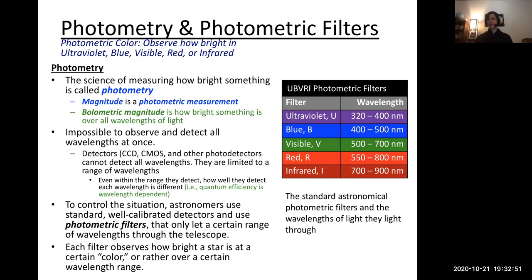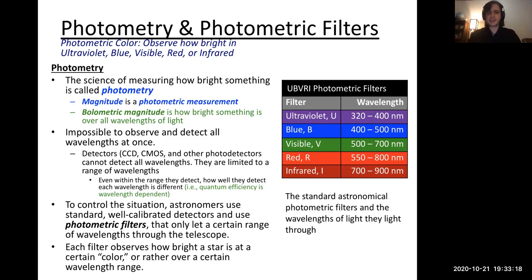The proper way to say this is that the quantum efficiency of a detector is wavelength dependent. That means that whenever we're actually measuring light, it's not as simple as, hey, look, we measured light. That's why there's this entire field of photometry that studies how bright things are, which is really a study of how we measure light.